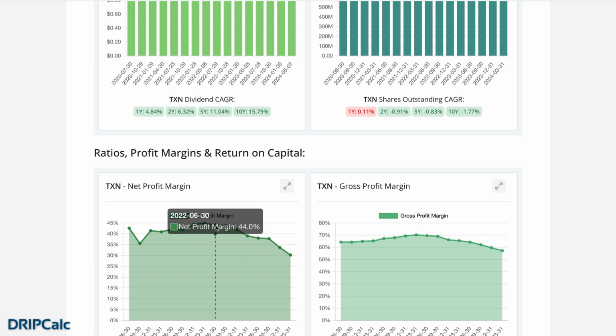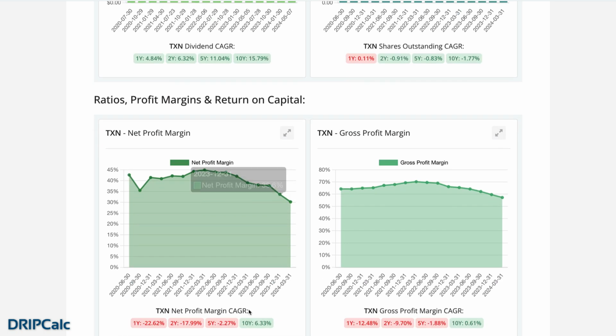So they have a good profit margin, like 44%. That's an amazing net profit margin. But now, look, it dropped from basically 45% in 22 to 30%. So it dropped by 33%, and in 1 year, basically 22%. CAGR for 2 years is 18, so times 2, that's a combined 36% drop in net profit margin.